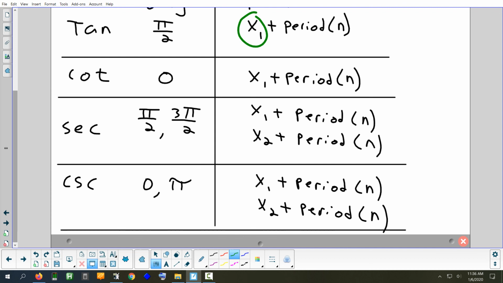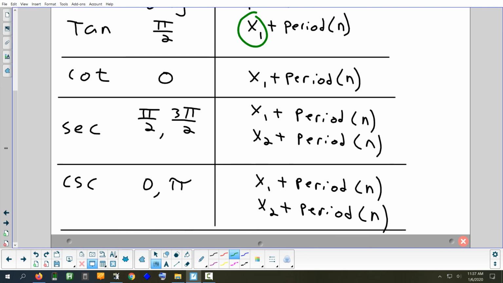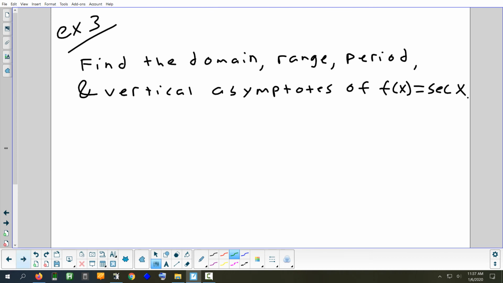All right, so a lot of information here. Really, it starts to make more sense when we try a problem. Okay, so we'll try a couple of these, and these are pretty much by hand. And then the last thing I'll have you guys do is just try graphing something on the calculator. All right. So this one says find the domain, range, period, and vertical asymptotes of secant.